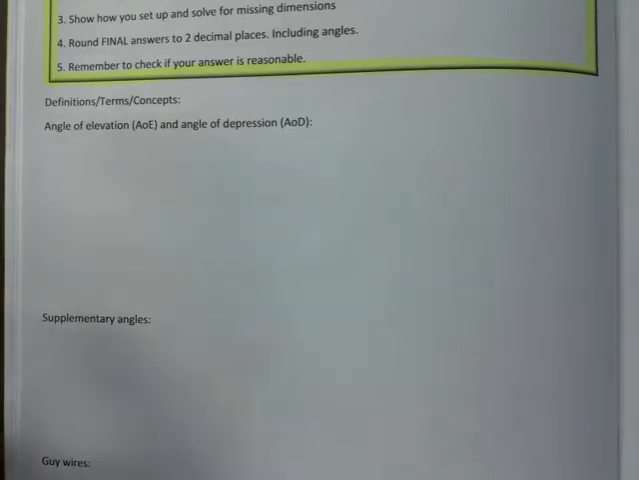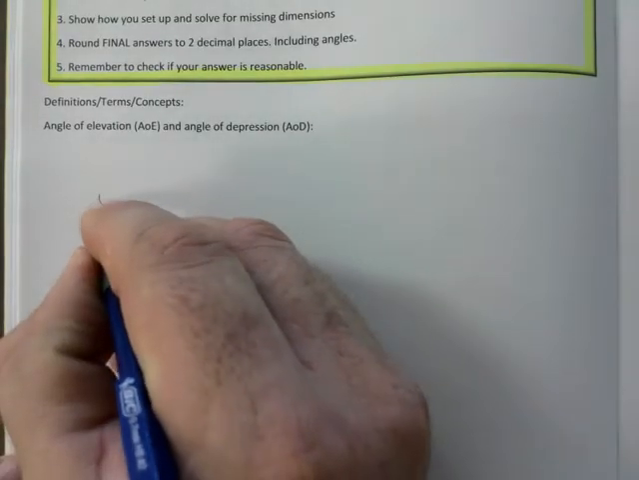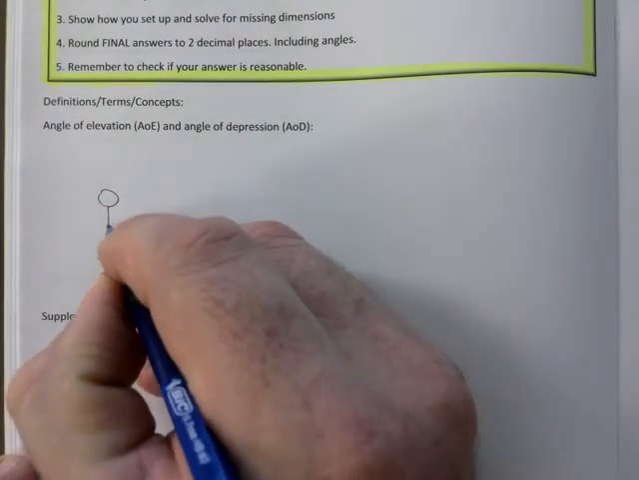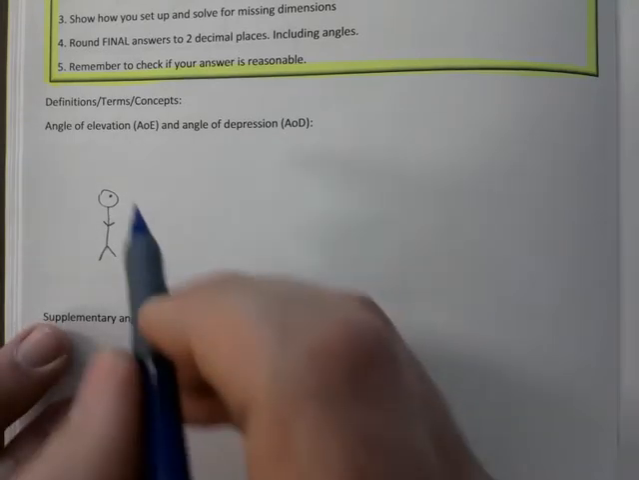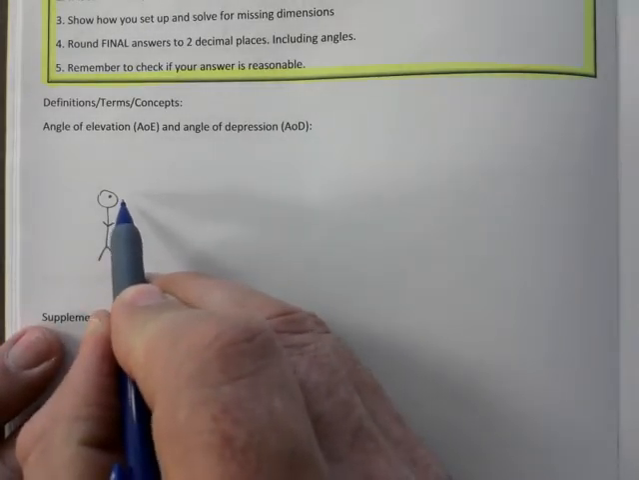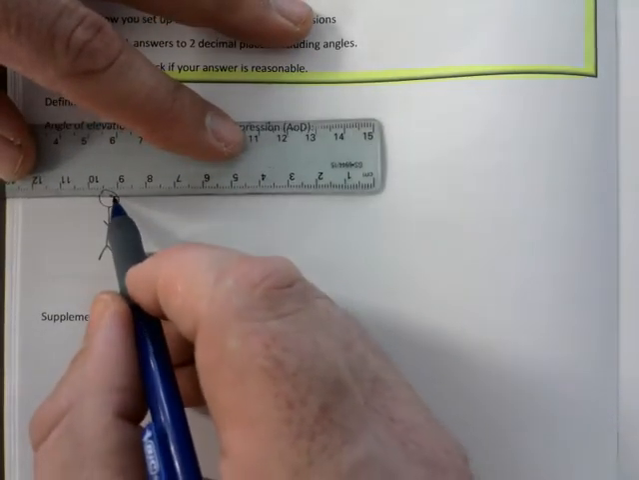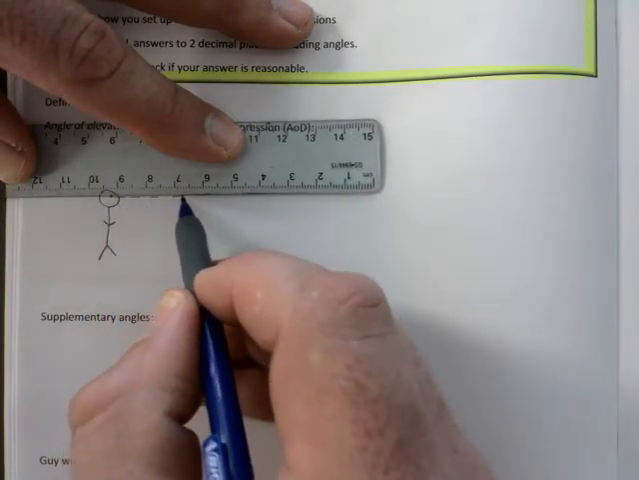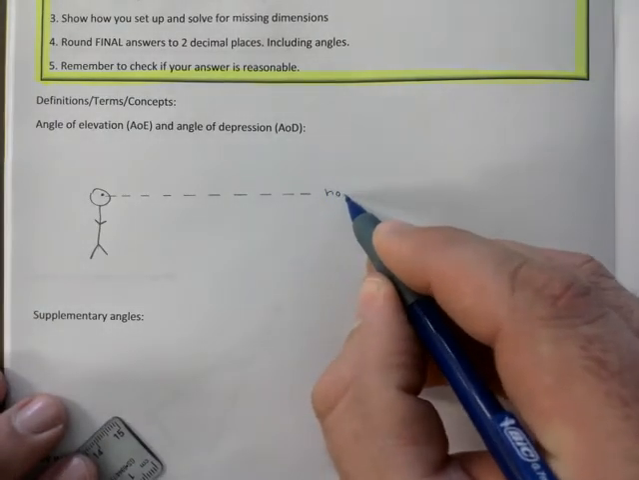Definitions, terms, concepts. Angle of elevation and angle of depression are very important, guys. So here's my best artistic attempt. I'm not very talented when it comes to that. I can do a lot of things, but drawing is not one of them. What you always need to know is that when you're talking elevation or depression, there's always a horizontal line at play, and that's the one I'm going to draw. I'm going to make a dashed line, taking the eye level of this person. This is the horizontal. It's very important to always have a horizontal.